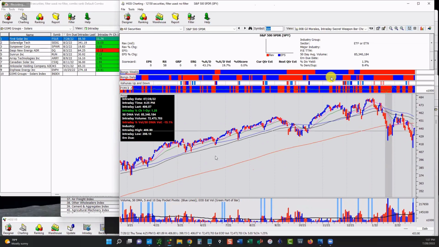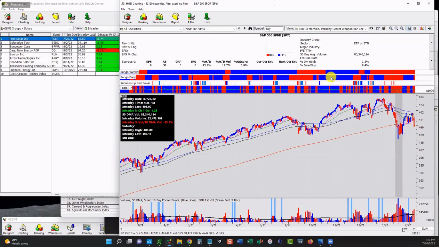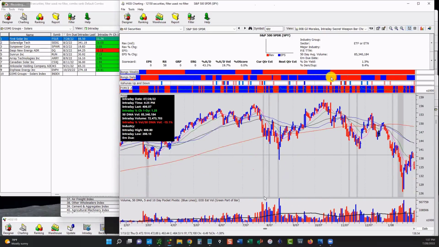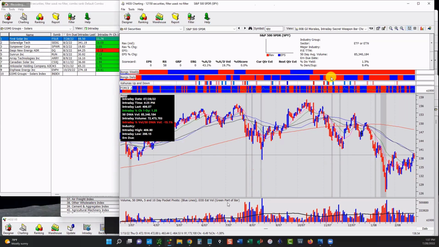So if you look at, say, and this is another thing I like about HSI, very quickly I can go back and look at 2007 and 2008. So this is the market peak.